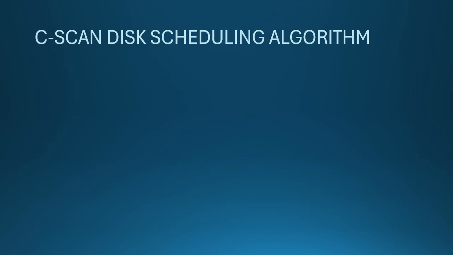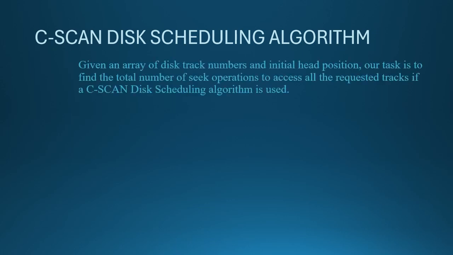C-SCAN disk scheduling algorithm. Given an array of disk track numbers and initial head position, our task is to find the total number of seek operations to access all the requested tracks if a C-SCAN disk scheduling algorithm is used.